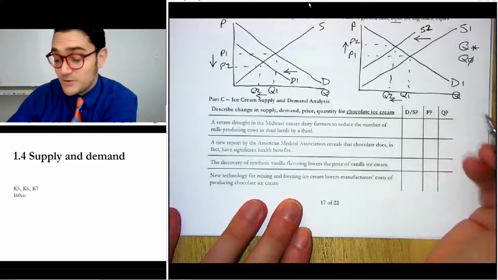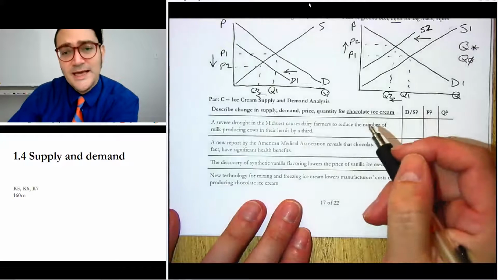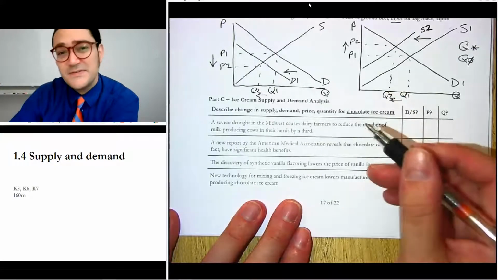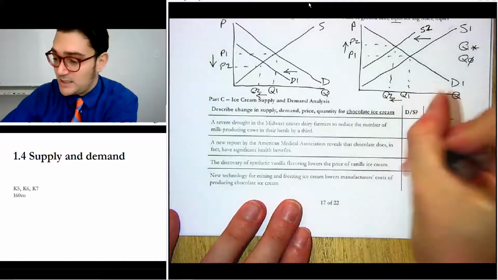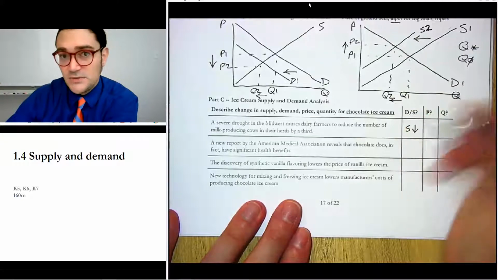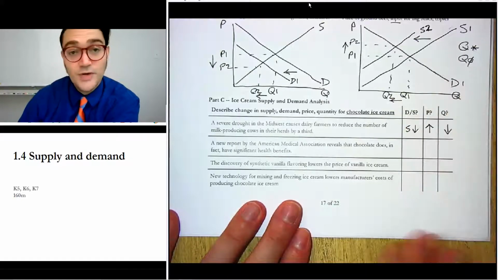So this is going to be the producers, right? So there's fewer producers of milk, and milk is an input for ice cream. And so if it's more expensive to make the ice cream, that's a supply change, and we'd say it's a decrease in supply. If there's a decrease in supply, the price should go up, and the quantity of ice cream should go down.